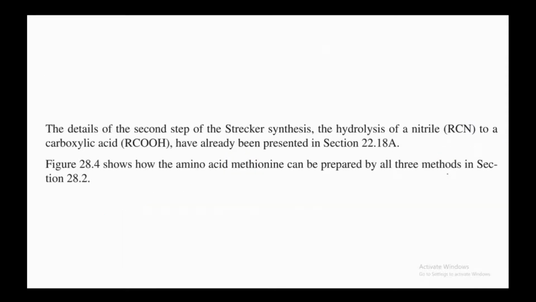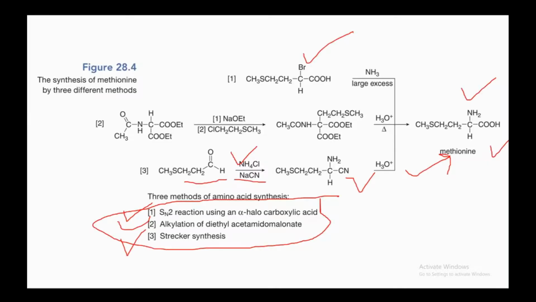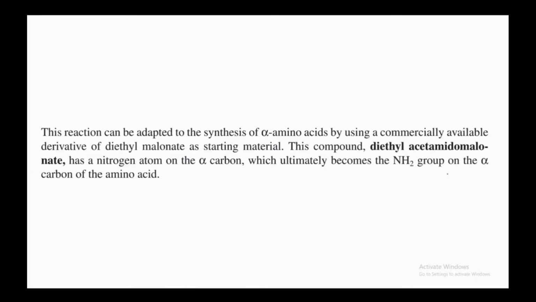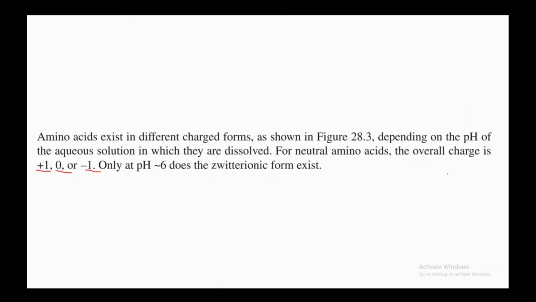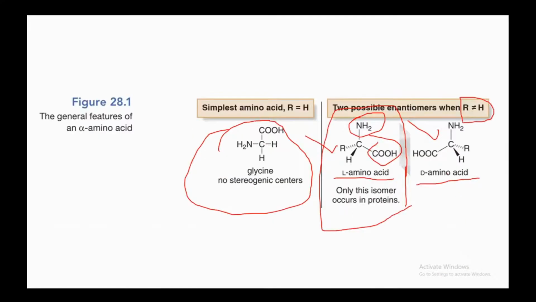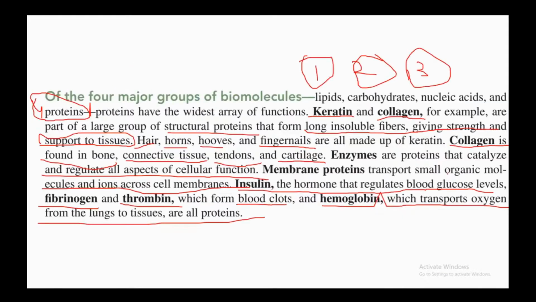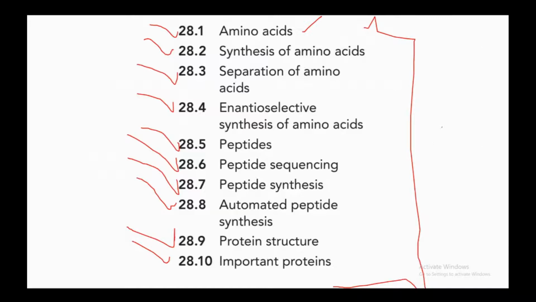The details of the second step of the Strecker synthesis, the hydrolysis of nitrile to carboxylic acid, have already been discussed in this chapter. We will discuss more points about amino acids and proteins in the next video. In this video we have covered these 2 topics: what amino acids are and how they are prepared in the laboratory.